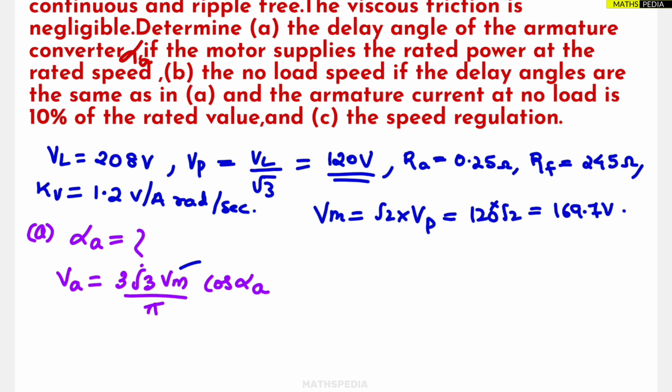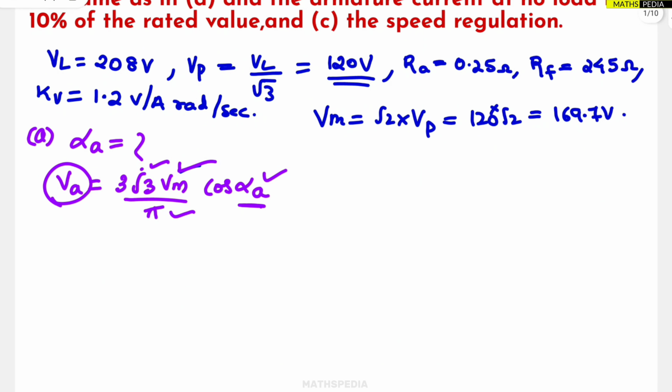Now what about alpha A? In order to find alpha A, all the other quantities should be known. I need to know Vm, pi is constant, but I don't know Va. So I need to find Va using the formula we have studied for the separately excited motor. Va is equal to IA Ra plus Eg. This is the formula for the armature voltage of a separately excited DC motor. Now, do I know IA? The value is not given.